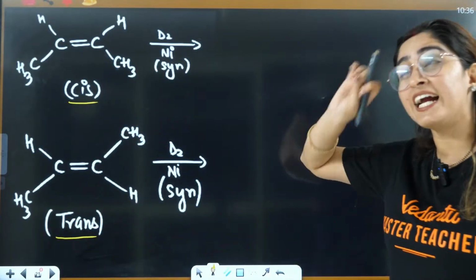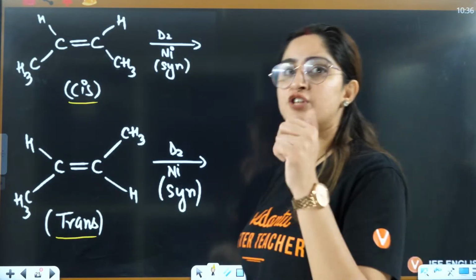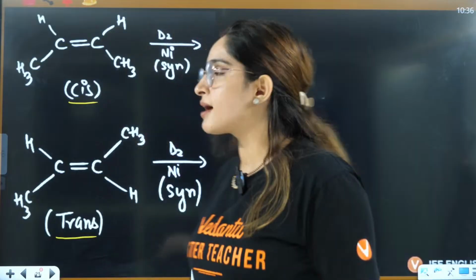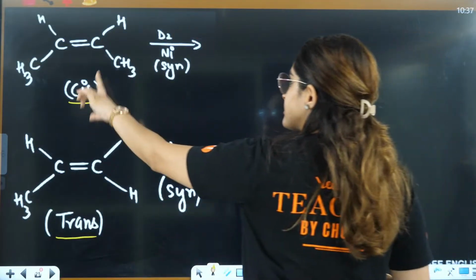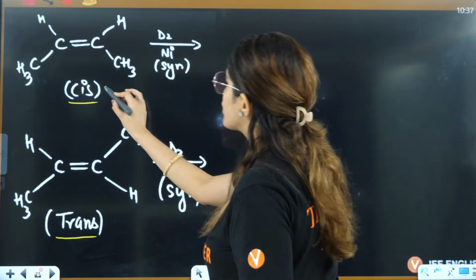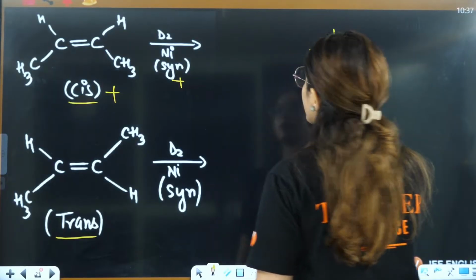Now these are the kind of questions that you should know if you want to solve questions of JEE Mains, JEE Advanced. These are the basics that you should know. So this is cis. Cis plus syn. This is also positive, this is also positive. That means erythro product will be formed.